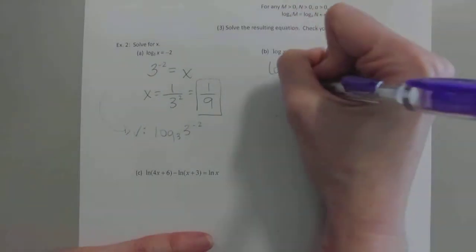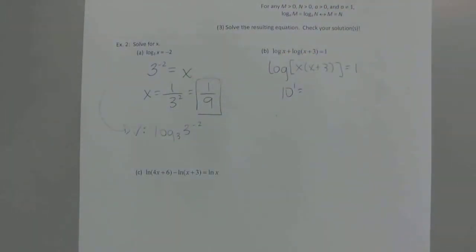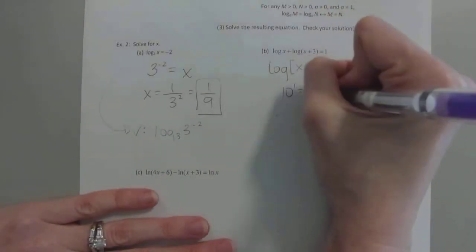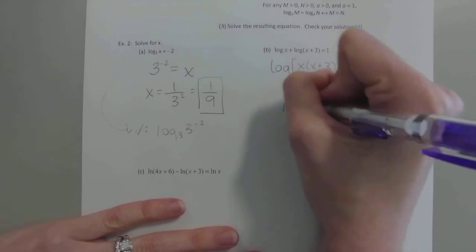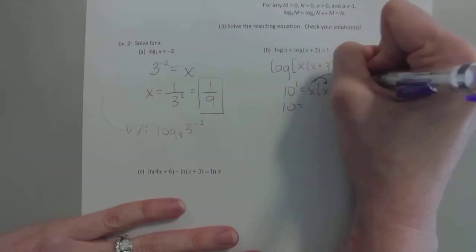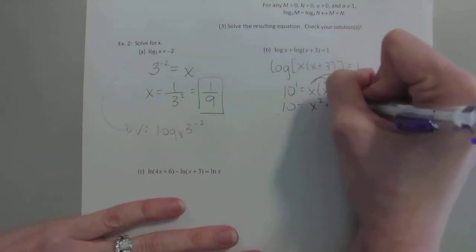So what is the base of this log since it's not written? 10, right? So this is base 10, raised to what power? The first, which equals the x times x plus 3. Guys, this is an equation I could have given you the first month that we were together. What do we need to do to start solving for x?